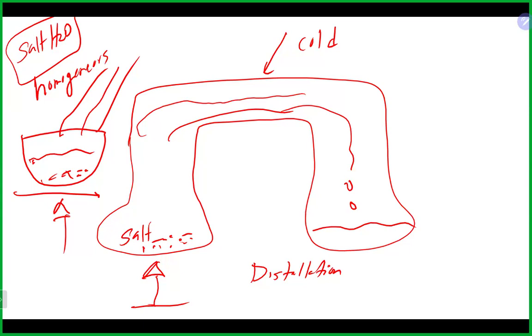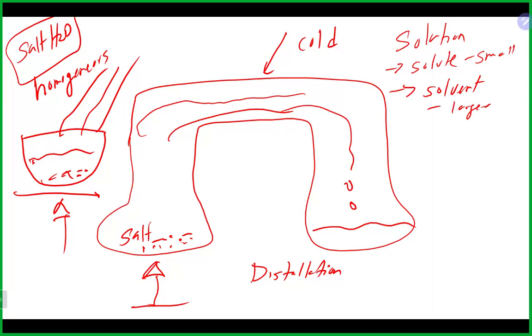A solution, which is what these are, has actually two parts: the solute and the solvent. The solute is the smaller part of the solution, and the solvent is the larger part of the solution. So in the case of something like salt water, the salt would be the solute dissolved in it, and the water would be your solvent.